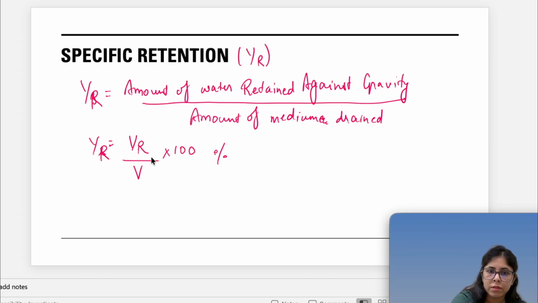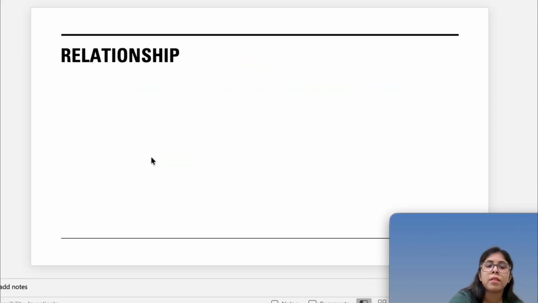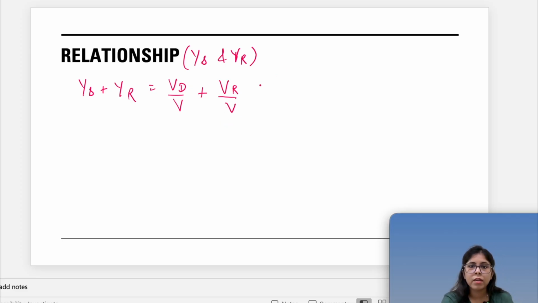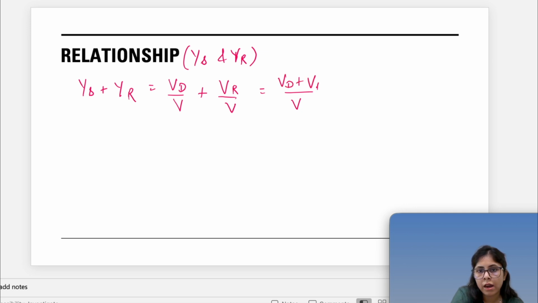Now we want to know the relationship between Ys and Yr. If there is any relationship, can we calculate that? So if we add Ys plus Yr, by definition Ys is Vd upon V and Yr is Vr upon V. If I take the LCM, we get Vd plus Vr.